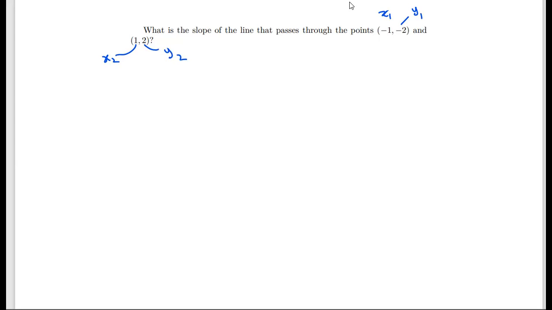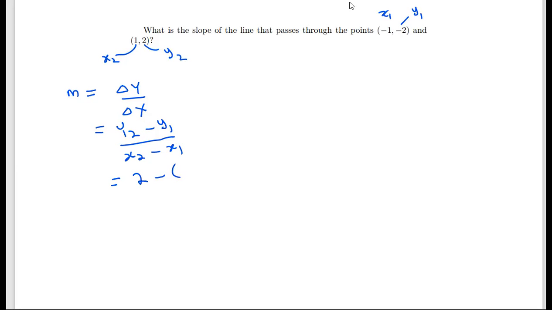And so the slope of the line that passes through those points is m, which is change in y over the change in x, and change in y is y2 minus y1 divided by change in x, which is x2 minus x1. And so y2 is 2 minus, and remember to always put parentheses when there's a negative number, because it will make it easier for you to see what's going on.